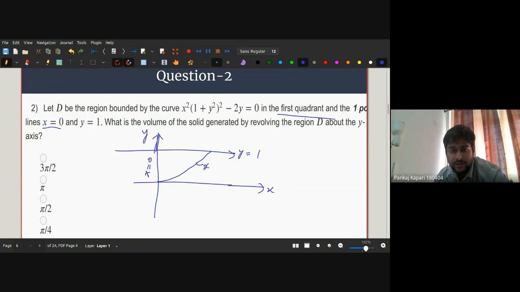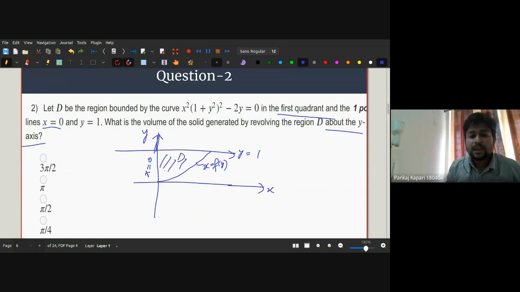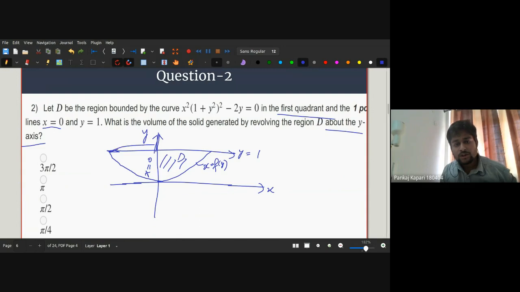We can write this curve as a function of y also, right? It's better to write it as a function of y. Why? Because we are revolving this region about the y-axis, that means the slices we are taking are perpendicular to the y-axis. So this is our region D, and now we are revolving this region about the y-axis. If you revolve that region about the y-axis, then you get some solid. Let's draw this solid here also. It will be like this.